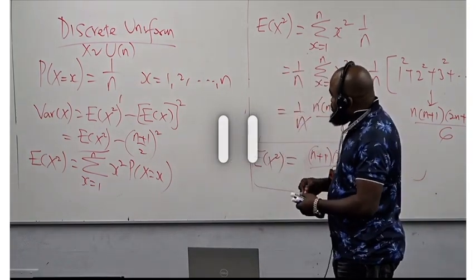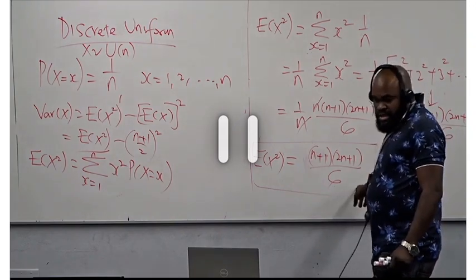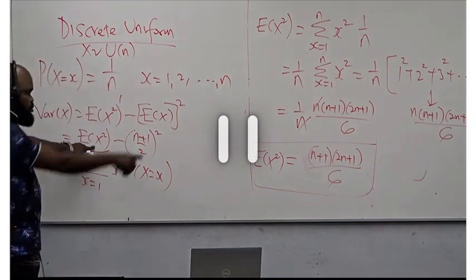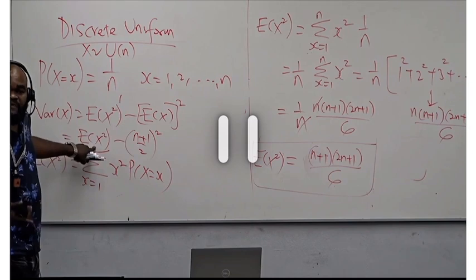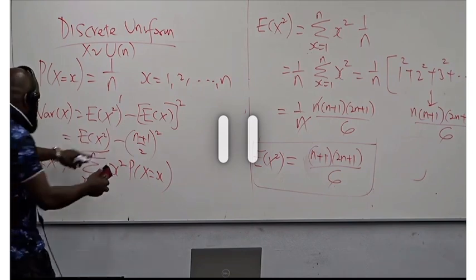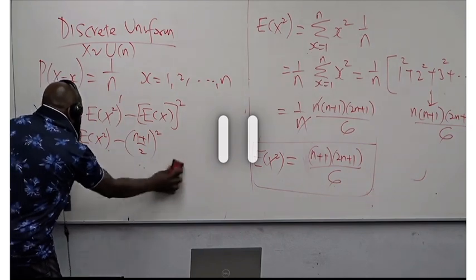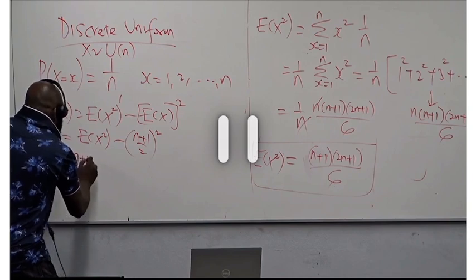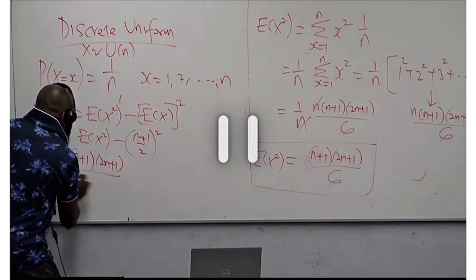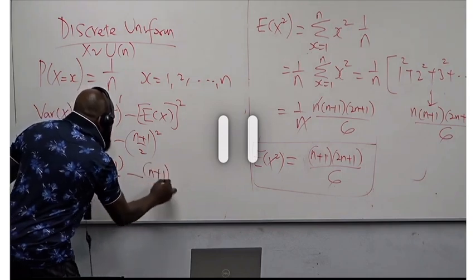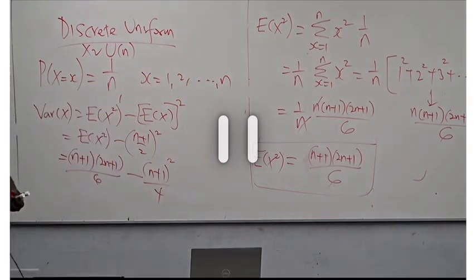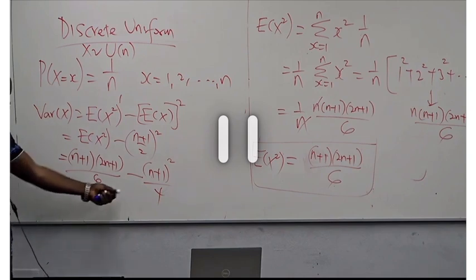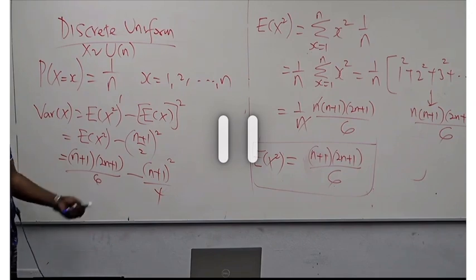Now, if this is the expected value of s squared, I'm going to come back here and plug that in. I'm just going to simplify the algebraic expression. I've already gotten the expected value of s squared. So this is going to be (n plus 1)(2n plus 1) divided by 6 minus (n plus 1) squared divided by 4. You see why you were doing this in high school? I know in high school, maybe algebra 2, you've done something like this. How do we simplify this guy?